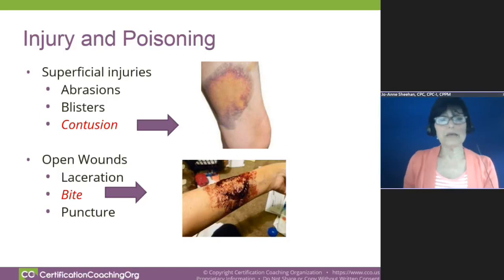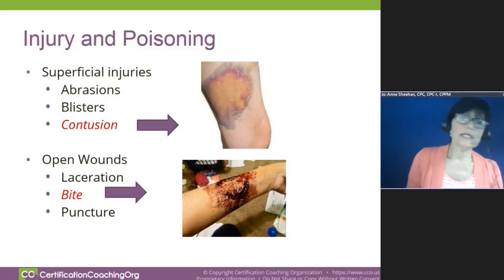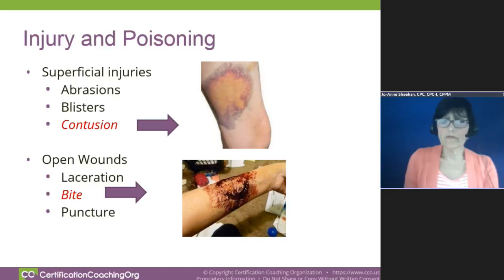Now, these aren't quite as bad. Injury and poisoning. These are the superficial injuries that we're all familiar with: abrasions, blisters, and contusions. And to the right, you will see a picture of what a contusion looks like. Open wounds are lacerations, bites, or puncture wounds. And in this case, I found a picture of a human bite. That's pretty nasty, but that is an open wound. Depending on whether it's just an office visit or if there's a repair, at least you can visualize what that would look like.